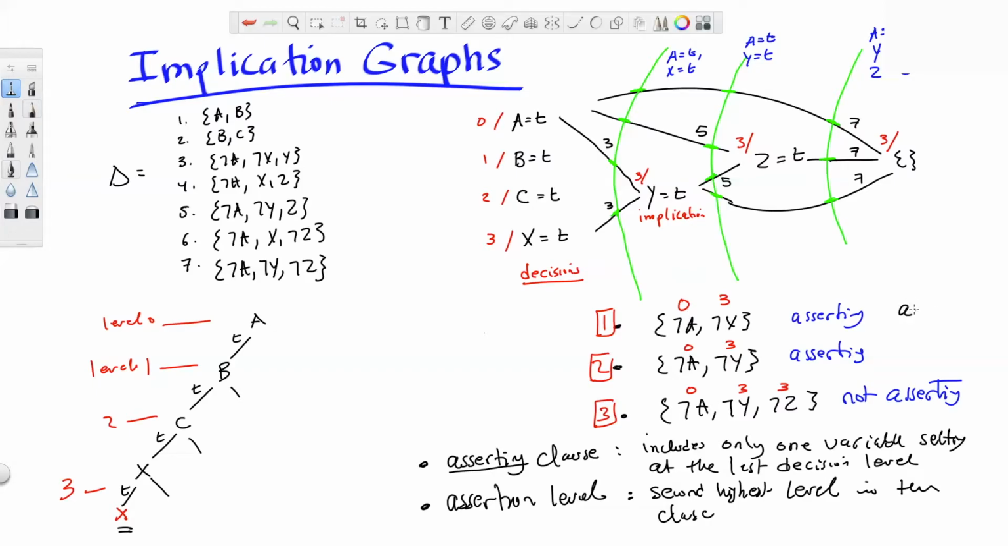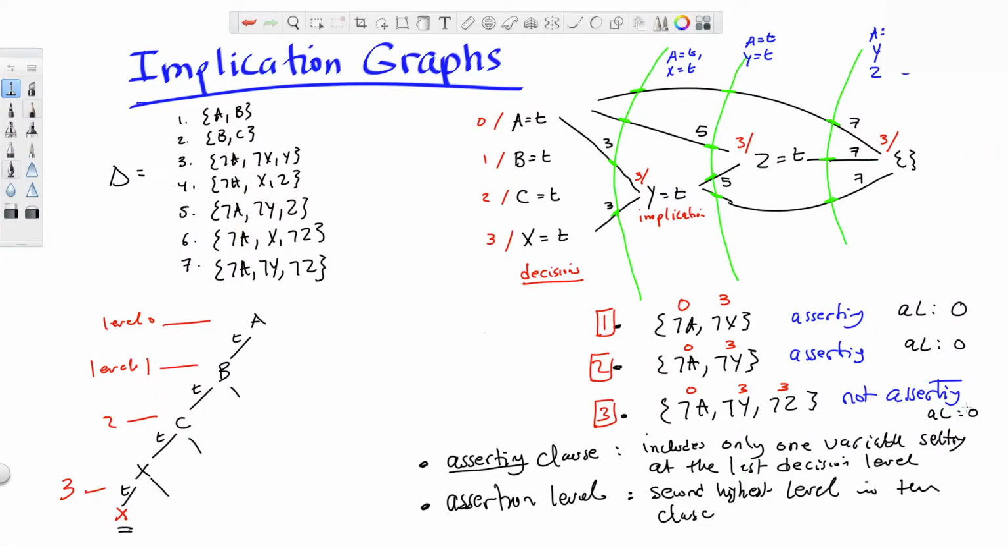So the assertion level, if I want to say that, this would be 0, and the assertion level here also would be 0, and similarly for the other guy. Okay. Now, here's the final observation, and then we will actually be able to put things together and show you how a modern SAT solver works.